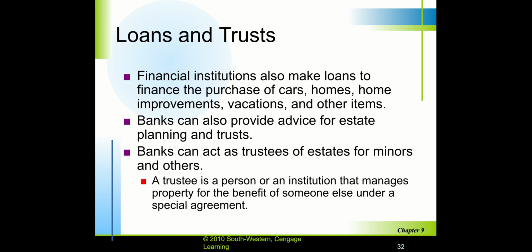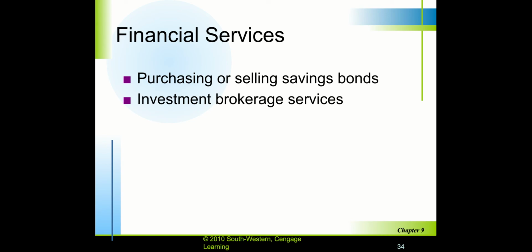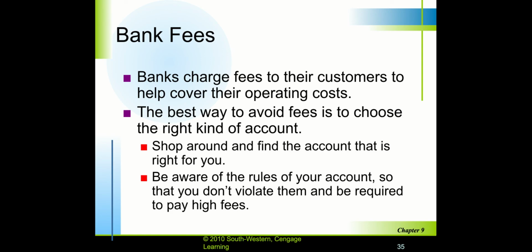Banks also offer loans, so they will give you money for a car or home improvements, etc., and attach to it an interest rate, and then you have to pay them back with interest. Usually there's somebody who's called a notary public on staff at the bank, and they basically make things official, and they provide services for account holders, usually without charge. Banks can also help you with purchasing or selling savings bonds. We'll talk about that more later. And investment services might also be offered.